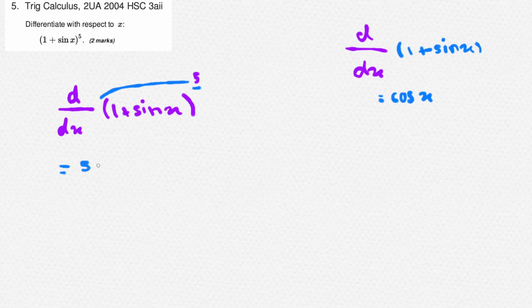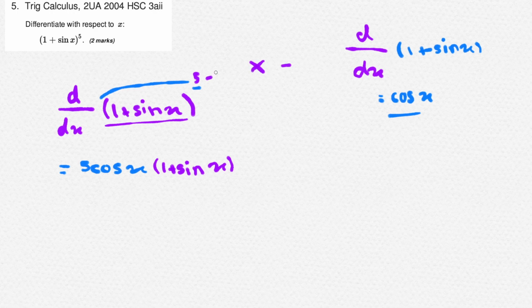Remember, when differentiating, we must always times and then take away. So let's times the 5. So it will be 5 cos x, and then you keep the inside the same, 1 plus sine x, close bracket, and since we have timesed, we must take 1 away now. So 5 minus 1. This should give you a value of 4. This will be your final answer for this question.